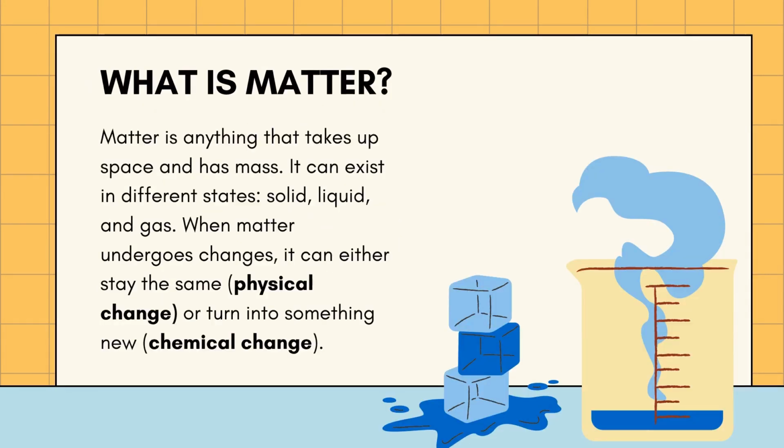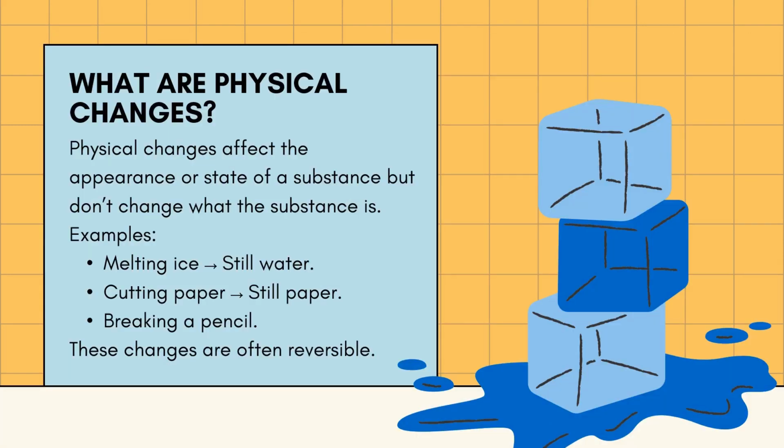First of all, what is matter? We have already studied it in the previous lectures, but just to recap, matter is anything that takes up space and has mass. It can exist in three different states: solid, liquid, and a gas. When matter undergoes changes, it can either stay the same, that is the physical change, or turn into something new, that is chemical change. What are physical changes?